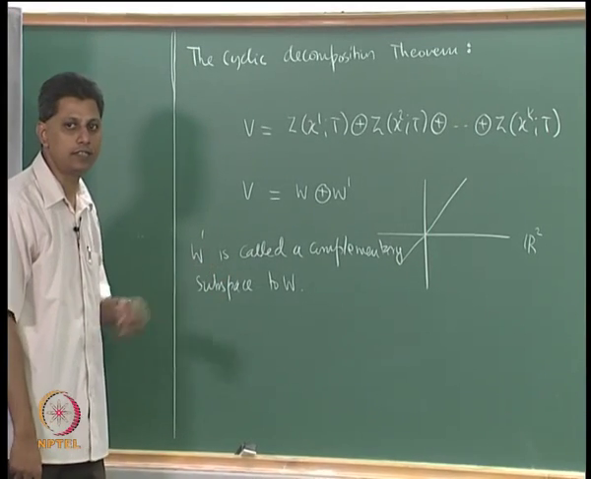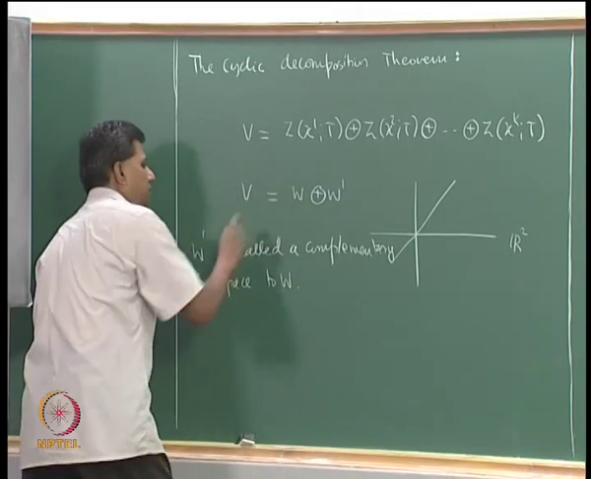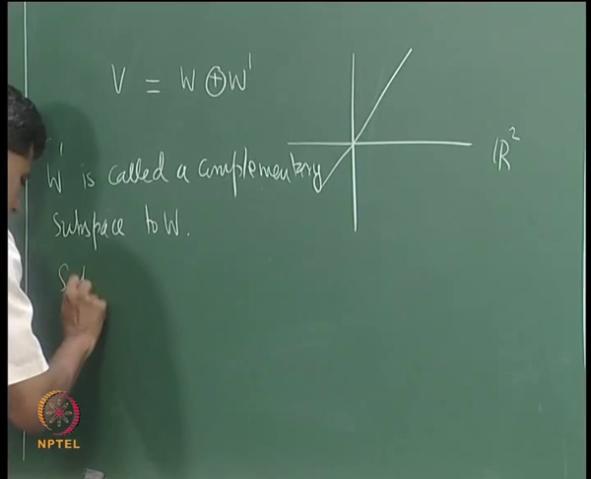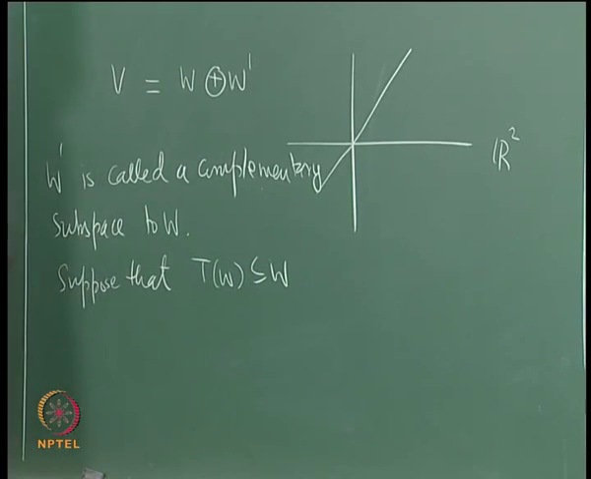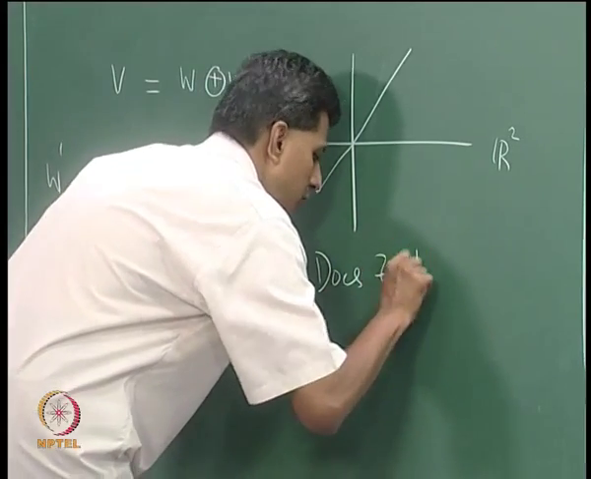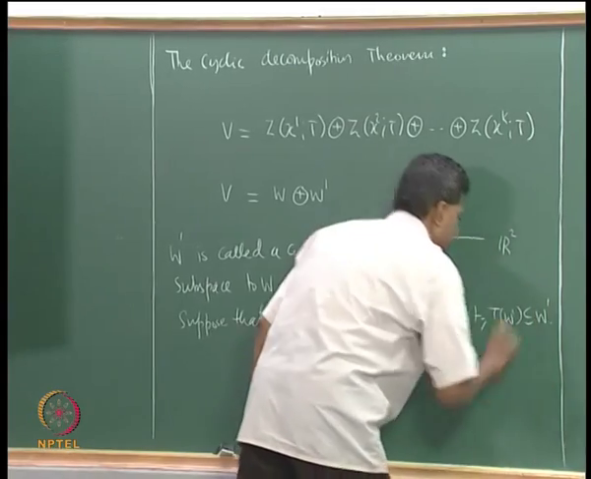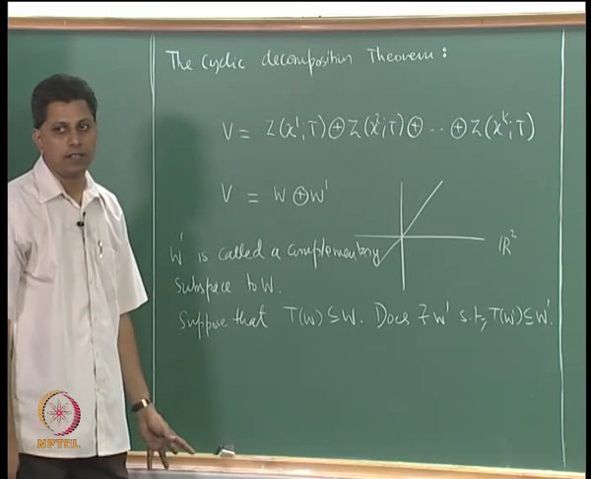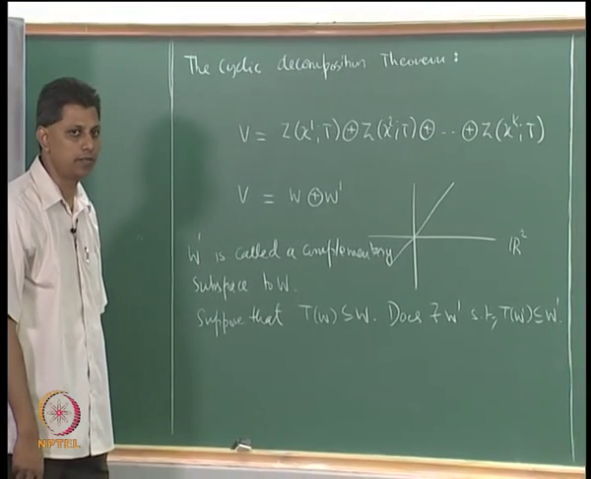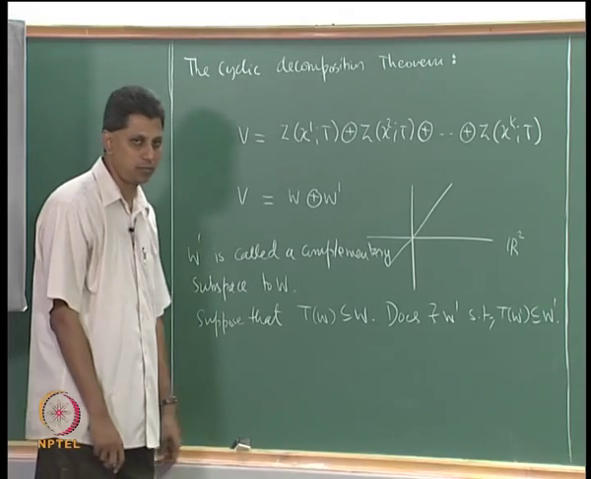The question is, if you have an operator T, can I also look for T invariant subspaces? Can we extend this to a problem where, suppose that T of W is contained in W, that is, W is invariant under T? Can I get a W prime, a subspace, such that W prime is also invariant under T? This is rather too much to expect. The answer is in general no, but we will give a condition under which this holds.